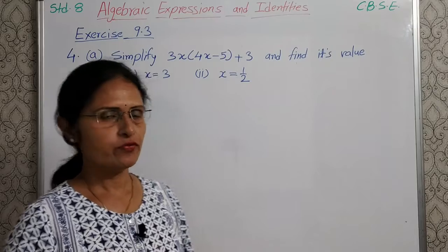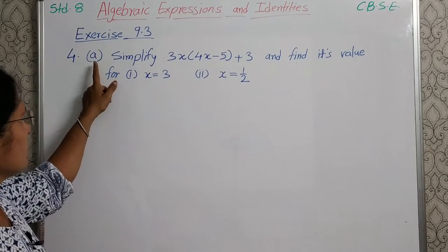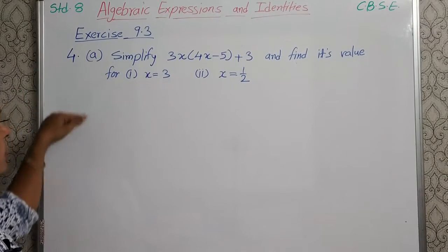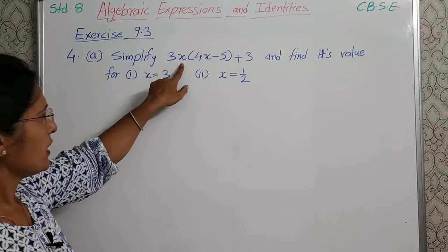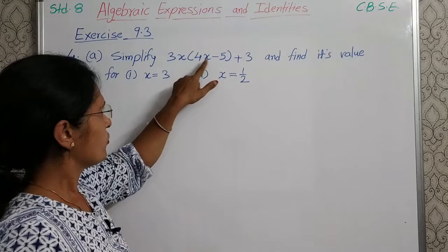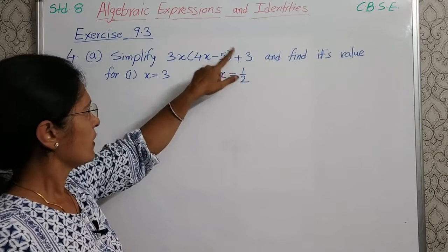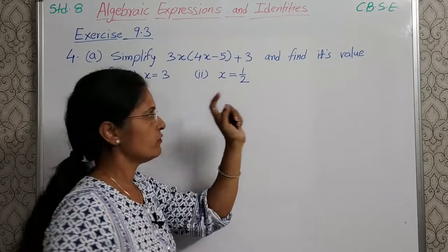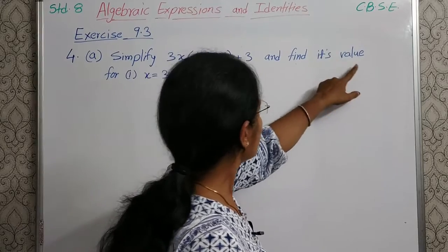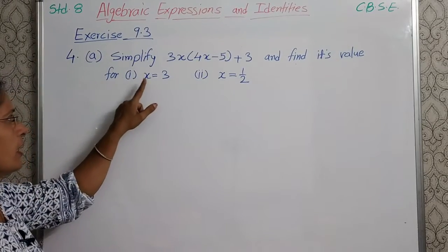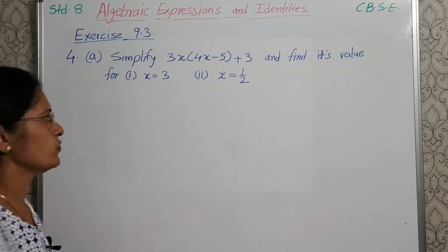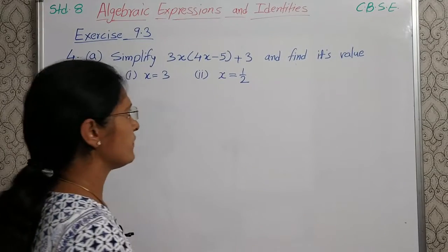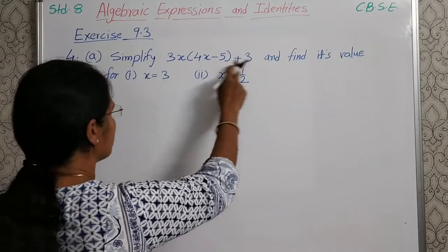Next, question number 4. In that two parts A and B, first we'll solve A. Simplify 3x in bracket 4x minus 5 plus 3. After finding the answer for this, find its value for x is equal to 3 and also x is equal to 1 by 2. For x is equal to 1 by 2 also we'll find the value. So first we'll simplify this.